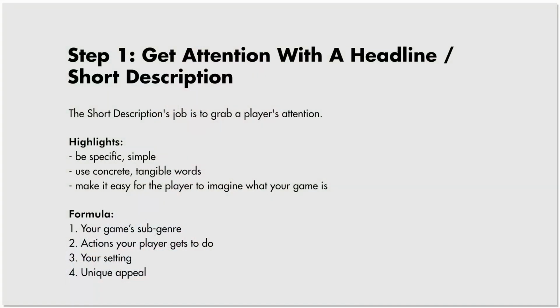Okay, to make it easy for you, here's everything you just learned all in one spot. So step 1 is get a customer's attention with a headline or basically your short description. The short description's job is to grab a player's attention. So here's some highlights. Be specific and simple. Use concrete, tangible words. Make it easy for the player to imagine what your game is. And the formula goes like this: your game's subgenre, action your player gets to do, your setting or your theme, and then your unique appeal.